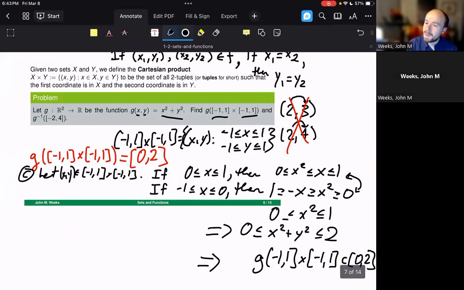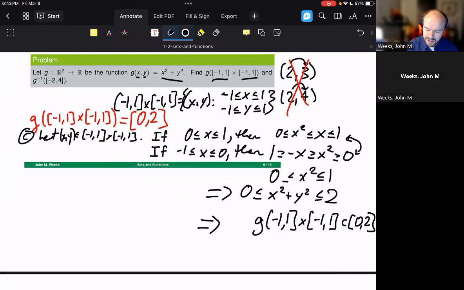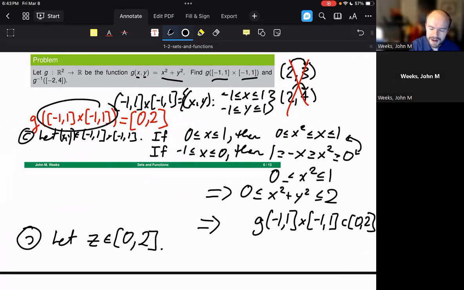And then I could go the opposite direction. The opposite direction is, if I'm going to do something like this, then I need to say something like, let y, I'm just going to use a value here. Maybe I should be using z, so I'm not confusing it with the x and y. From the previous part, let z be inside of [0, 2]. Then what I would like to do is try and find a point here that gets mapped to that point.